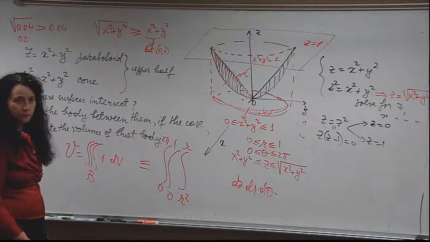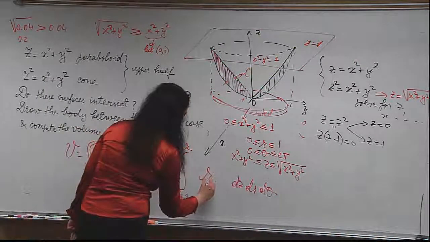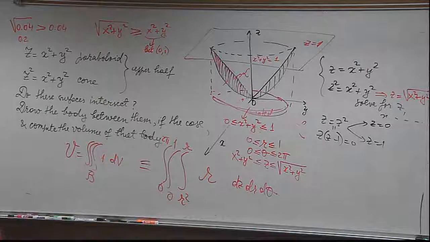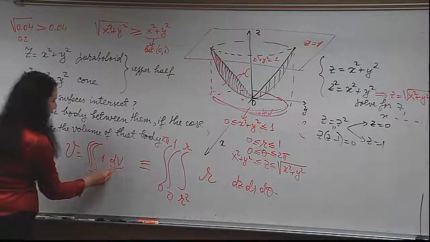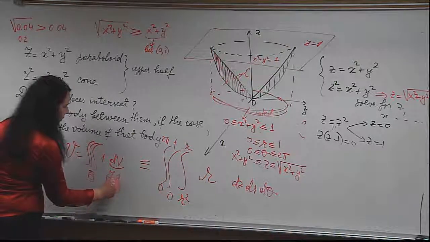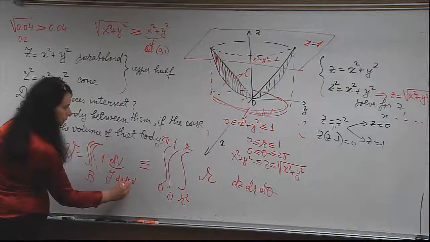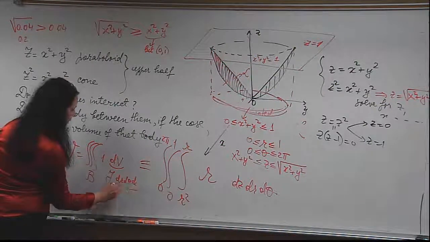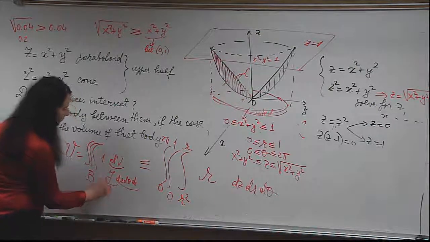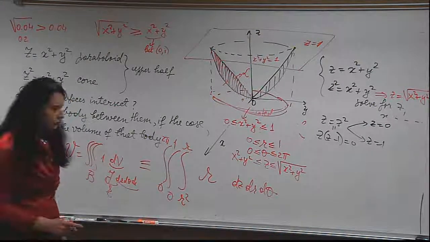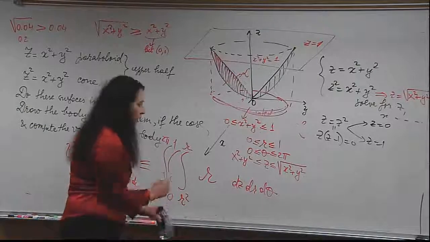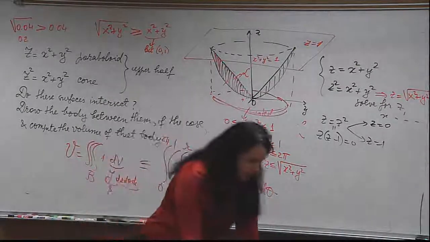No. R, excellent. Why R? Because 1 was 1, but dV is the Jacobian times dr, d theta, dz, whatever. So this is going to be the r from the change of coordinates, the Jacobian. Is this hard? Well, let's do it. Come on, this shouldn't be hard.